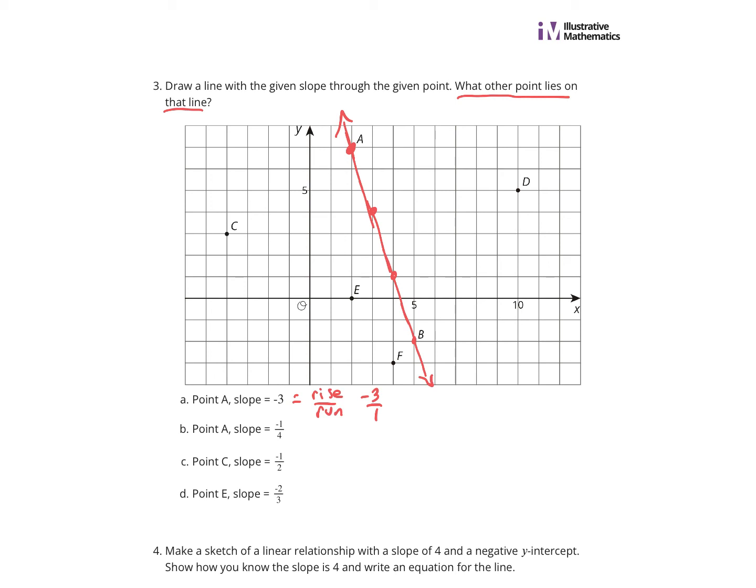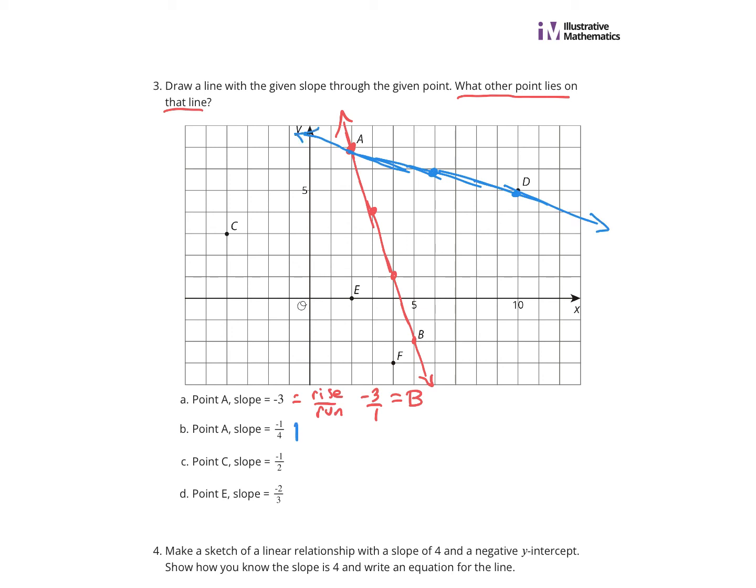So I'm going to say what other point lies on the line? Point B. Okay, now what if we draw from point A with a slope of -1/4? That's going to take us down 1, 1, 2, 3, 4. Down 1, 1, 2, 3, 4. Point D will be on that line. Same thing, I don't have a ruler, so I'm doing my best to make a perfect line.